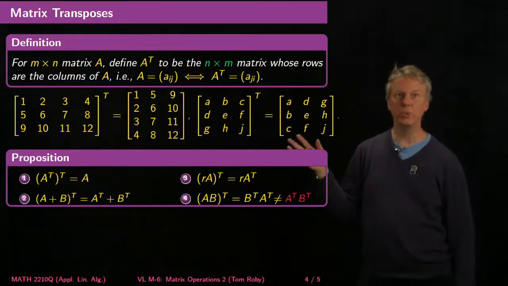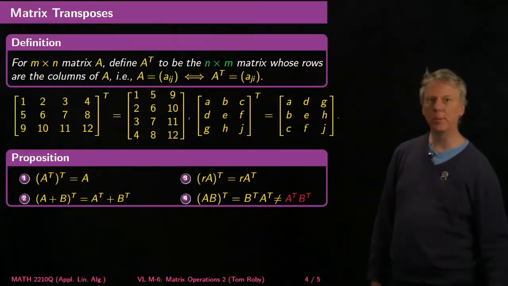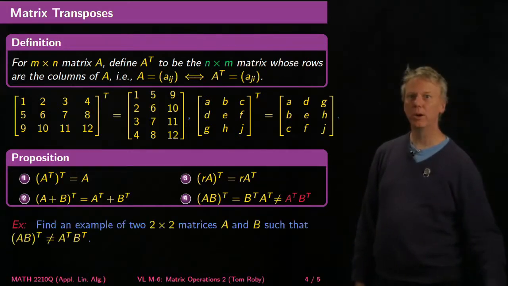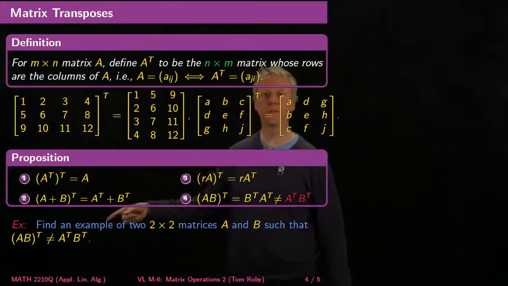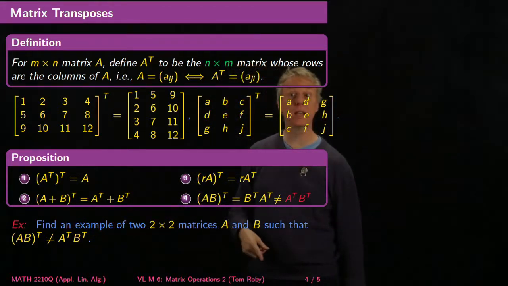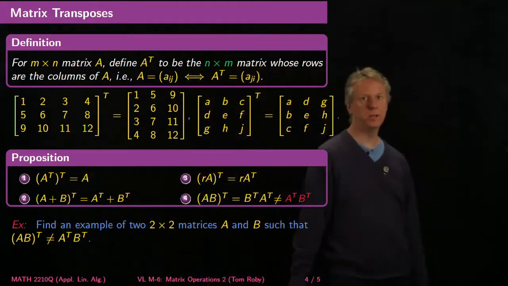Now, of course, if they're square, then that doesn't tell you anything. But you should try to come up with some 2x2 examples where this fails. So here's your last exercise from this video lecture, which is to find an example of two 2x2 matrices A and B so that (AB) transpose is not equal to A transpose B transpose.